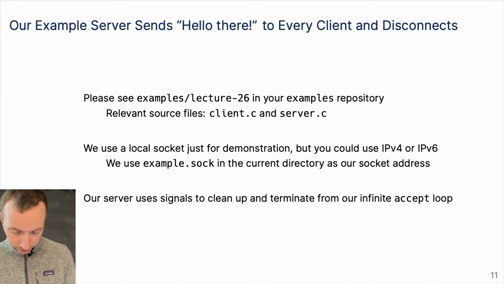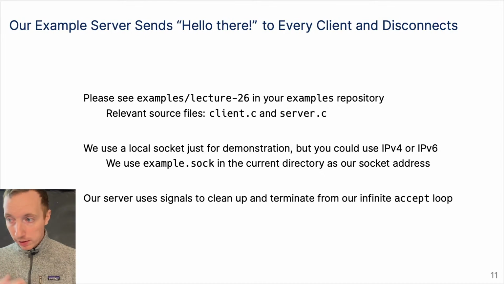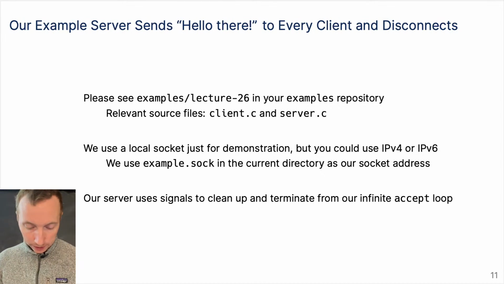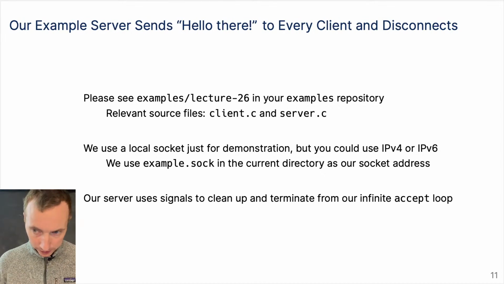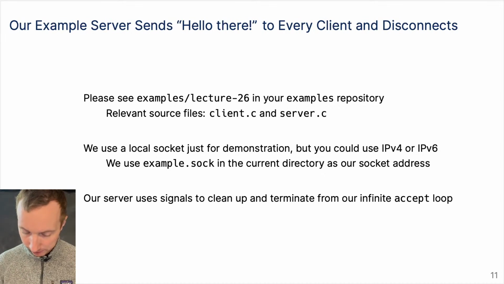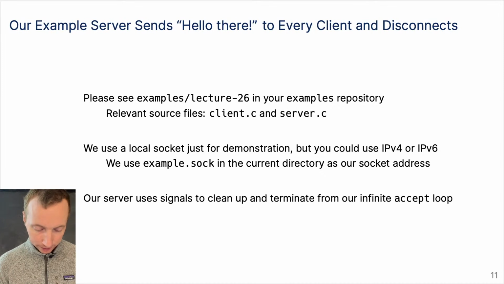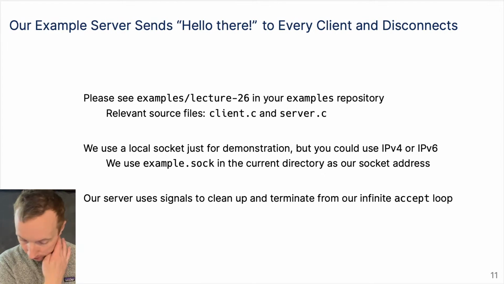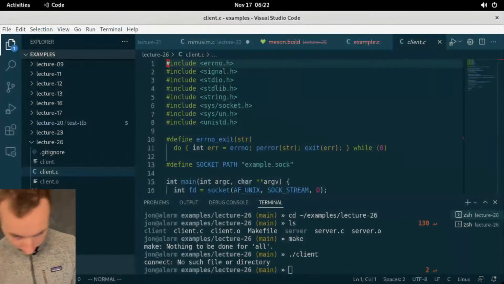We're going to just use a local socket for demonstration. So we're just going to give it some file that we know. But you could go ahead and use IP, like you could use the internet if you want, but it's not going to make a difference for this example. You just change the socket address. So we're going to use the file called example.sock and let the kernel go ahead and manage that for us. So what would that look like?